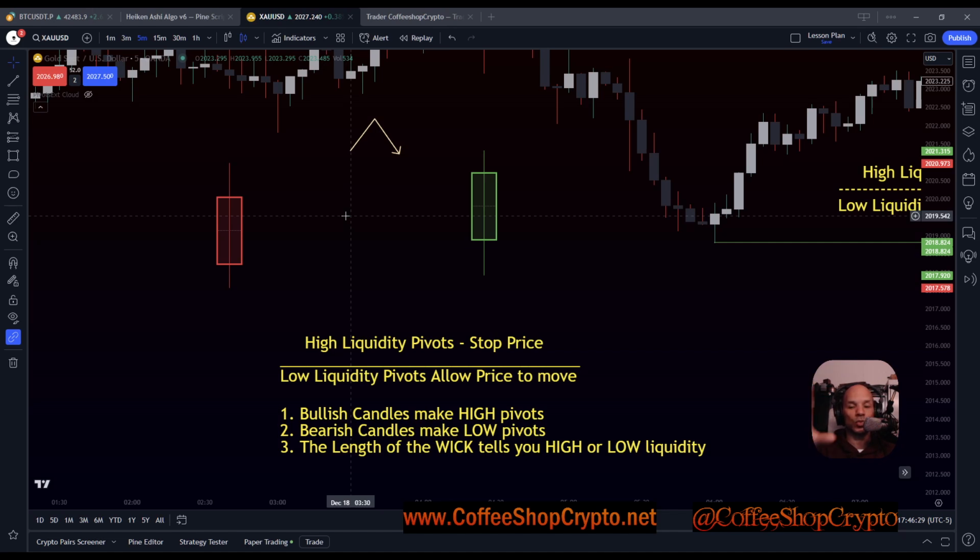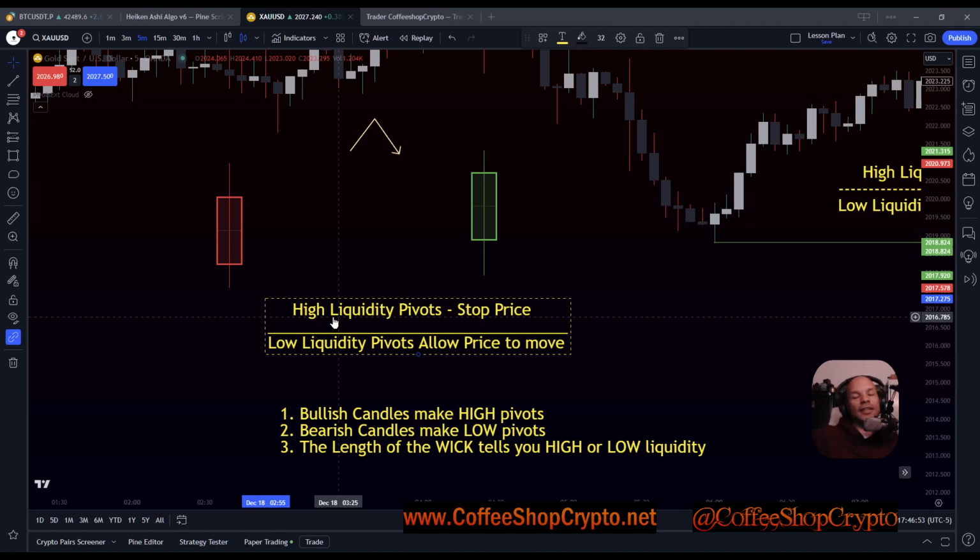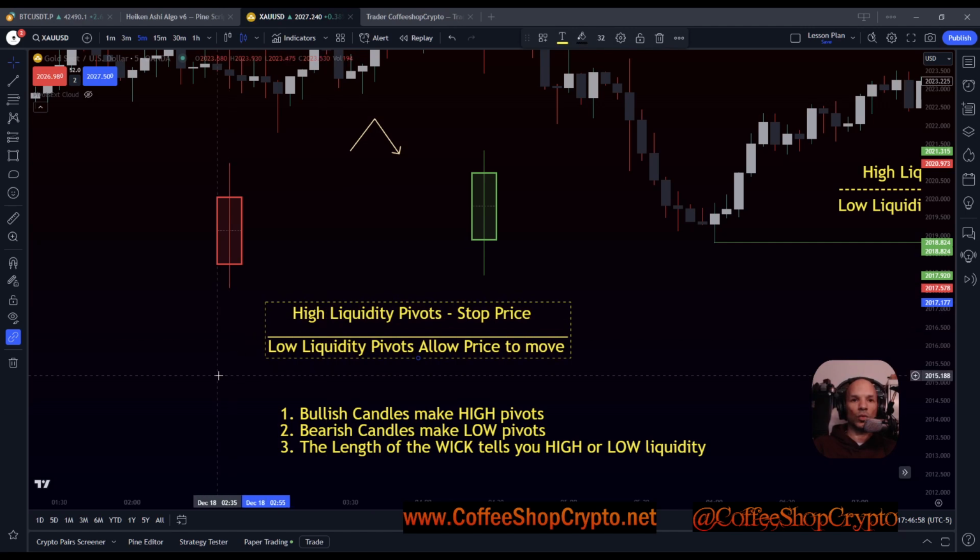And once you get this class, this lesson plan, once you understand this, you can go ahead and put that liquidity pivots indicator on your chart. Go ahead. And you're going to see how many pivot points it gives you that are wrong. They're just wrong. You will be able to look at the indicator and you'll know that it's wrong. So what's the difference between high liquidity and low liquidity? High liquidity, when price reaches a high liquidity area, price will stop.